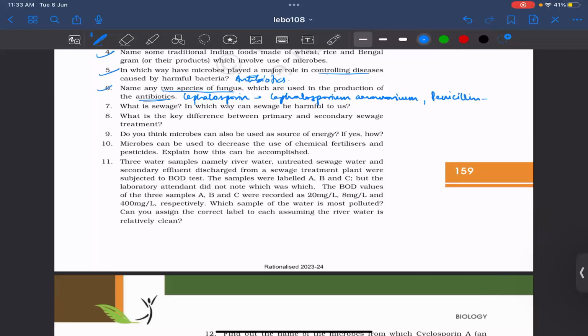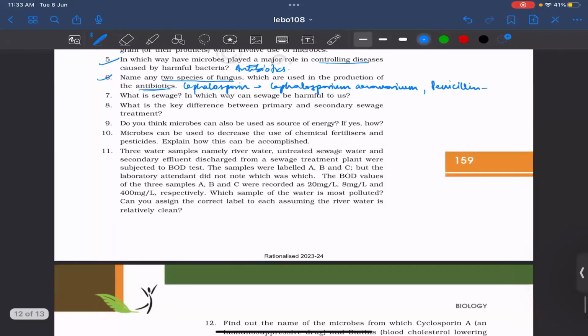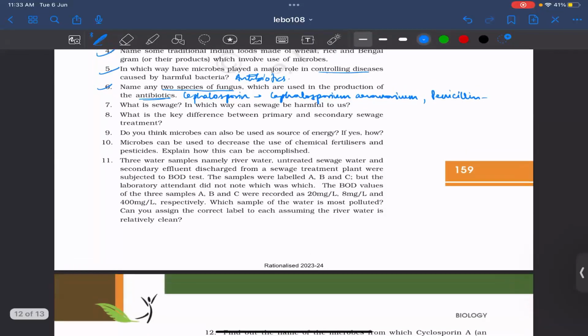So what is sewage? As discussed in the chapter, municipal wastewater is called sewage. A proper definition will include BOD also. So in what ways can sewage be harmful to us? Obviously, it can cause water pollution and soil pollution, and it can lead to very many diseases due to the pathogenic microorganisms present in the sewage and also other waste products present in the sewage.